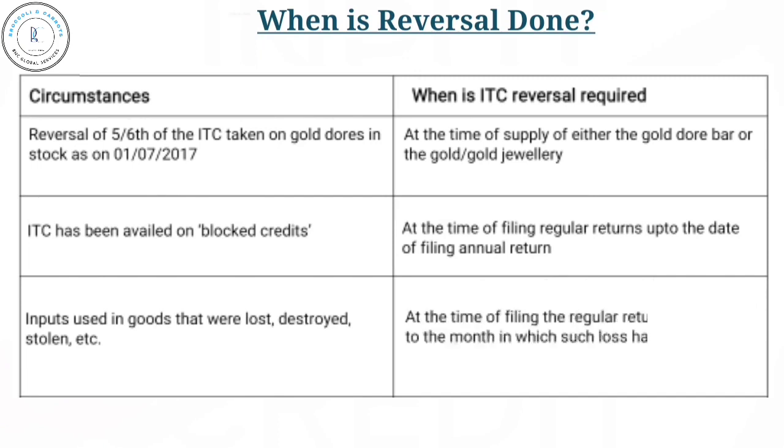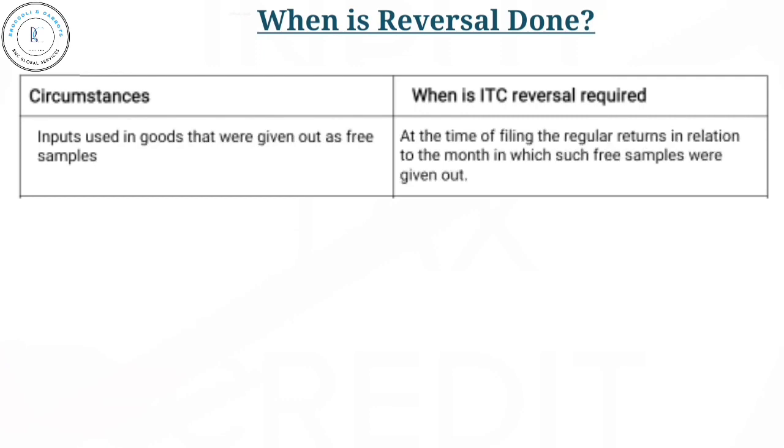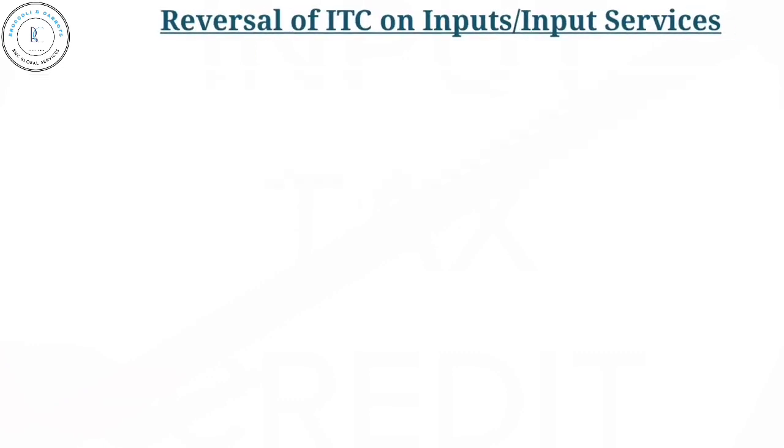At the time of filing the regular returns, in relation to the month in which such loss had occurred. Inputs used in goods that were given out as free samples: at the time of filing the regular returns, in relation to the month in which such free samples were given out. Reversal of ITC on inputs or input services.